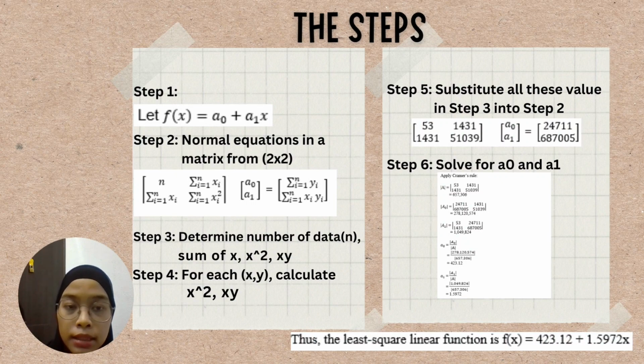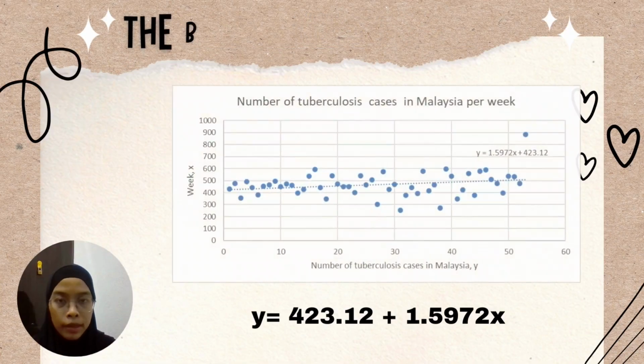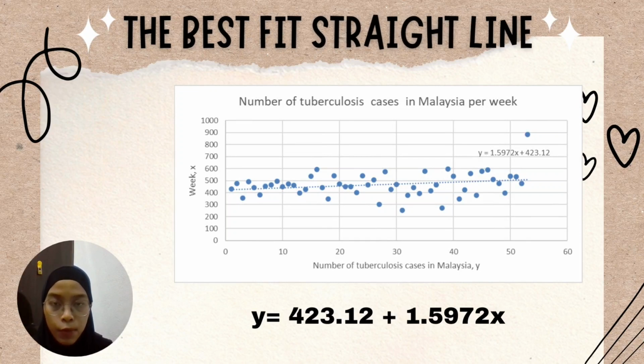by applying Cramer's rule. So the least squares straight line is f(x) equals 423.12 plus 1.5972x. By plotting the data of x and y, the best fit straight line is y equals 423.12 plus 1.5972x.